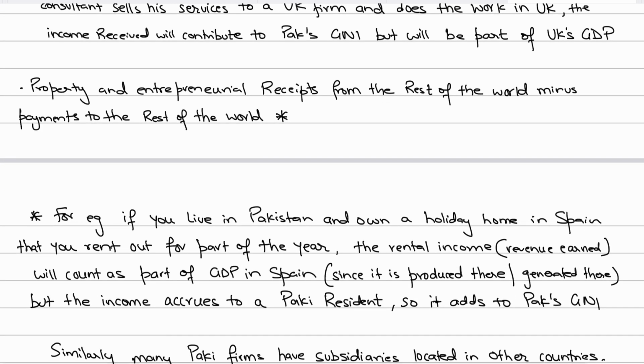Also, there are other sorts of incomes as well, because factor incomes are of multiple types, such as property or entrepreneurial receipts from the rest of the world. Again, minus, because we are calculating net, the payments to the rest of the world.